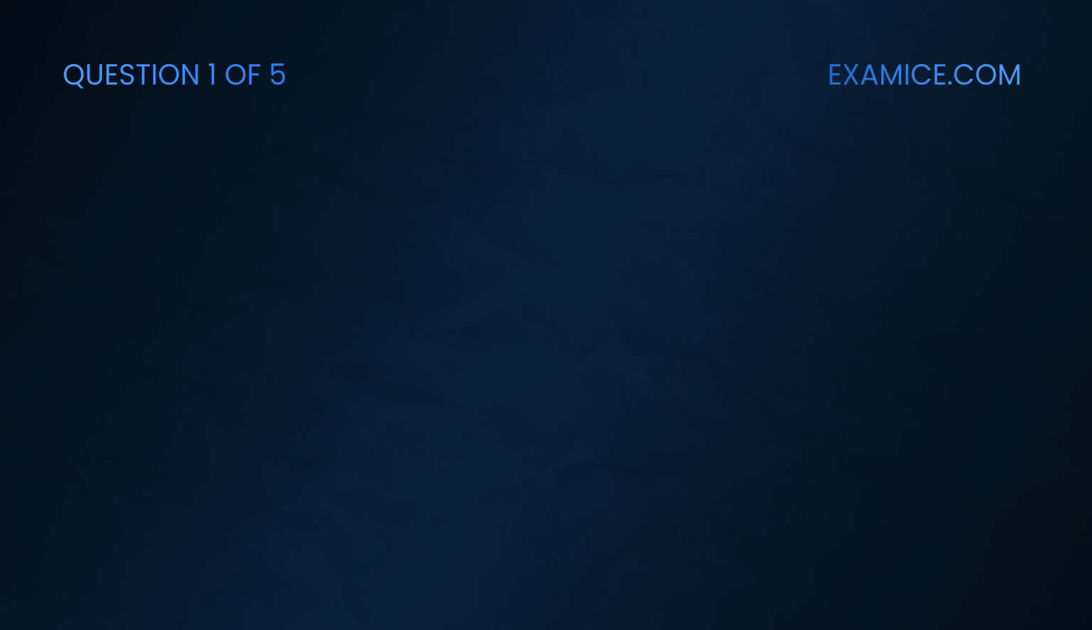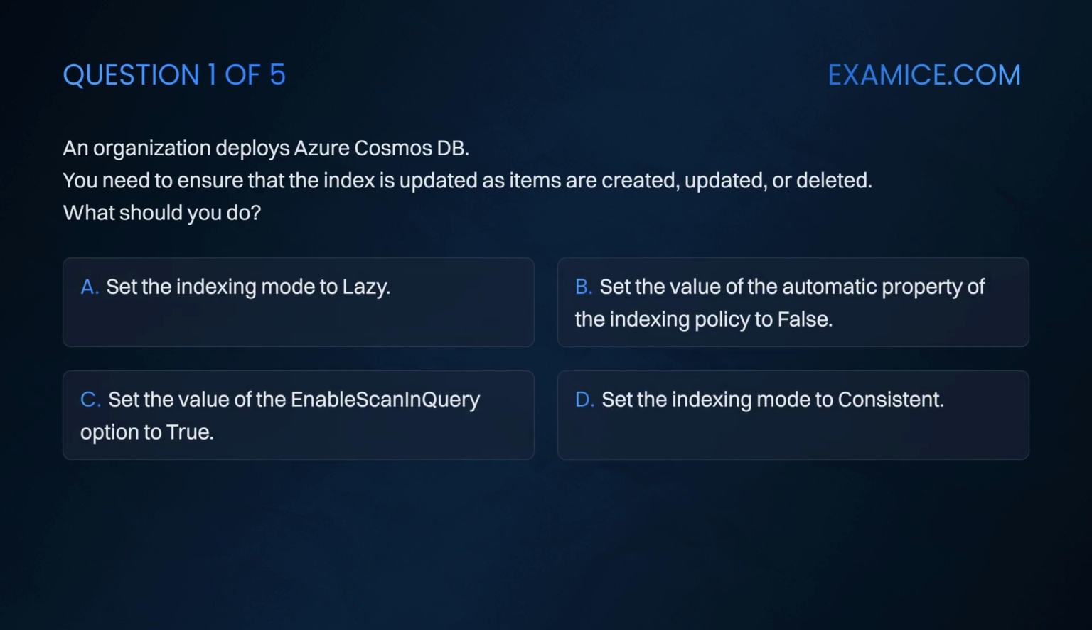Question 1. An organization deploys Azure Cosmos DB. You need to ensure that the index is updated as items are created, updated, or deleted. What should you do? Option A. Set the indexing mode to lazy. Option B. Set the value of the automatic property of the indexing policy to false. Option C. Set the value of the enable scan and query option to true. Option D. Set the indexing mode to consistent.